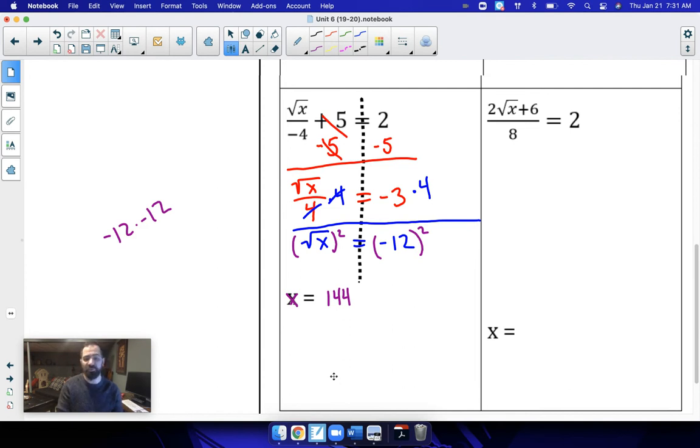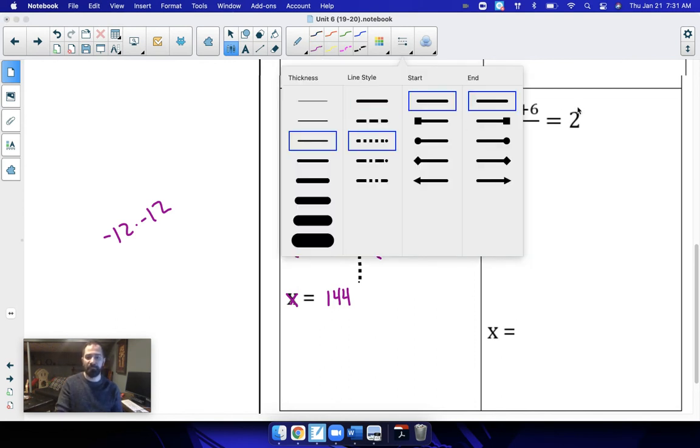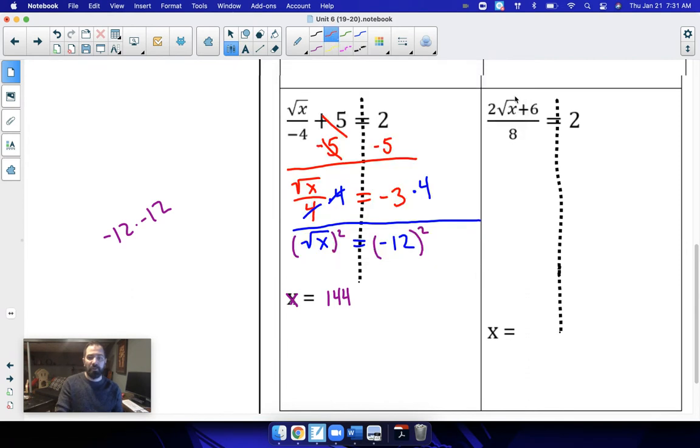Let's try another one. Let's try our last one actually here, and then you are all done with notes. First step, that's right, split that equation. Let's split it all the way down here. All right, first thing you want to do is get rid of this 8. I know sometimes we say get rid of the plus 6, but we've got to divide this whole side by 8, so we want to get rid of that 8 first. So let's multiply by 8 first.